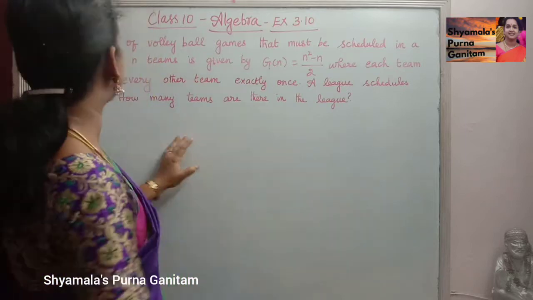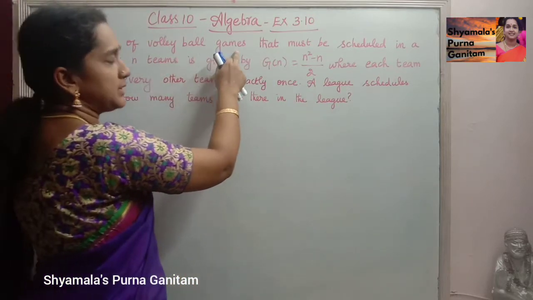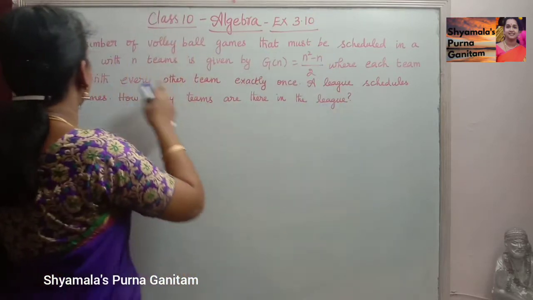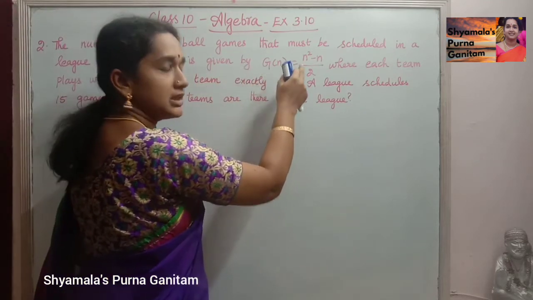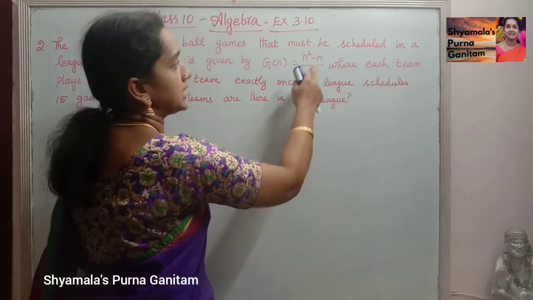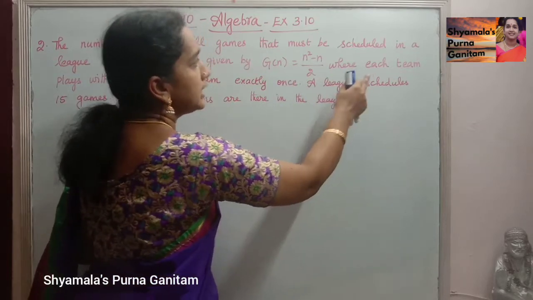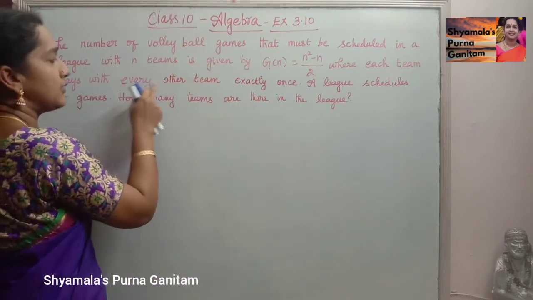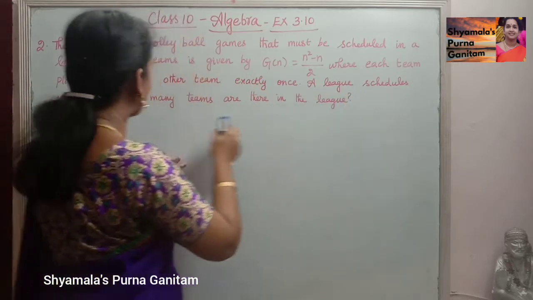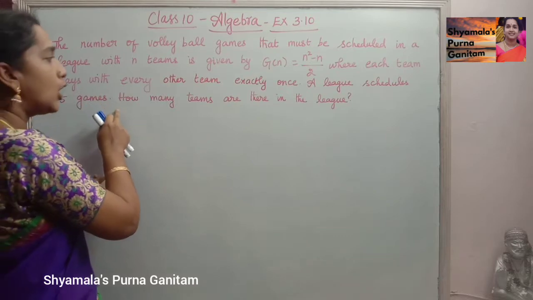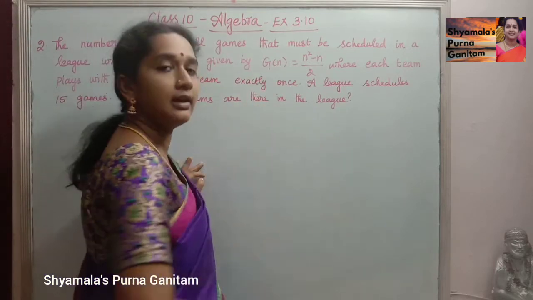Now second sum. The number of volleyball games that must be scheduled in a league with n teams is given by G(n) is equal to (n squared minus n) by 2, where each team plays with every other team exactly once. A league schedules 15 games. How many teams are there in the league?